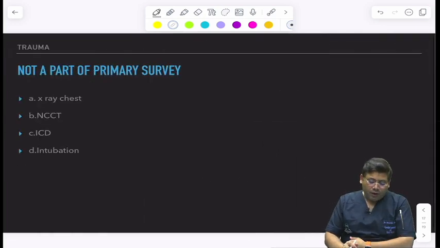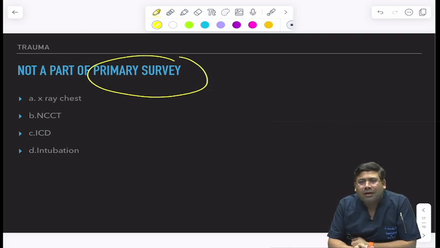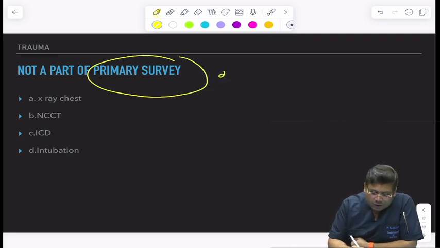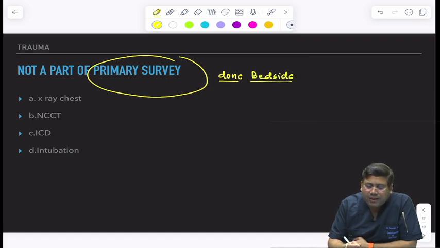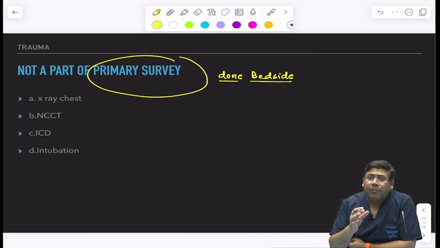This is now not a part of the primary survey. The first thing, bhaiya, the primary survey is the survey done bedside. So this is very important. It is done bedside and it is done with an intention and aim to rule out immediate life threatening injury and save the life of the patient.